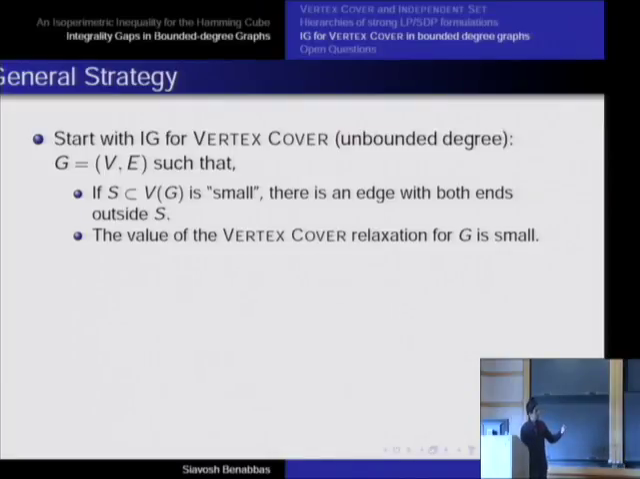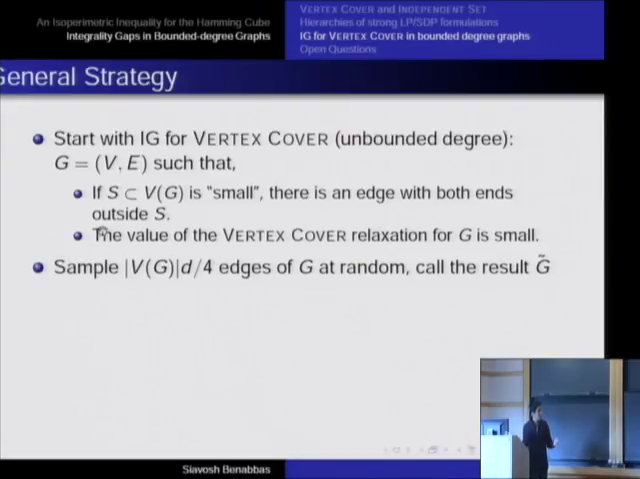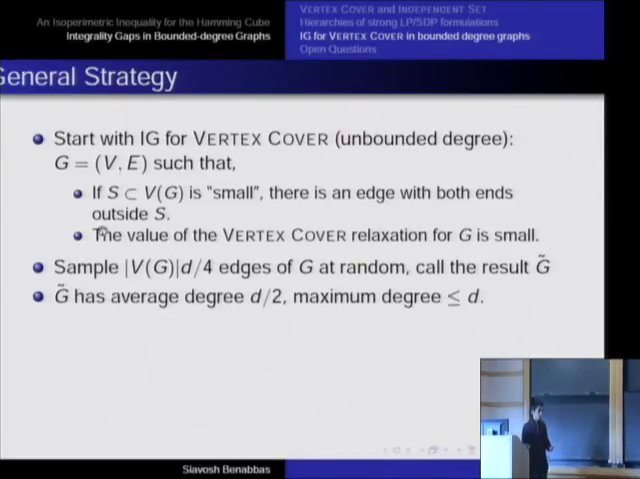Now, what you do is that you do simple sampling of this graph. You sample enough edges such that the average degree becomes, say, d over 2. Okay? So once the average degree becomes d over 2, you let this be G tilde. It's also pretty easy to see that with a little bit of modification, you can make the maximum degree d. Okay? So you had this original graph, you did some sampling, and now you have a bounded degree graph.